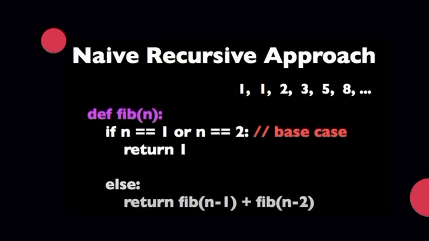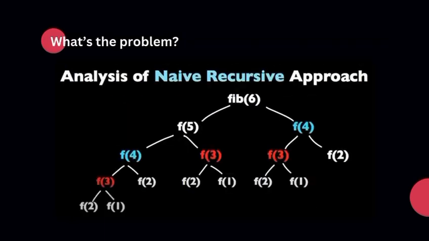And if that's not the case, we're just going to return the sum of the previous element and the second previous element. So this approach works, but the thing is, this is very inefficient and it has a serious problem that needs to be fixed. Let's see why that's the case. Here's a quick analysis of the naive recursive approach that we just talked about. Let's say, as an example, we're trying to find the sixth Fibonacci number.